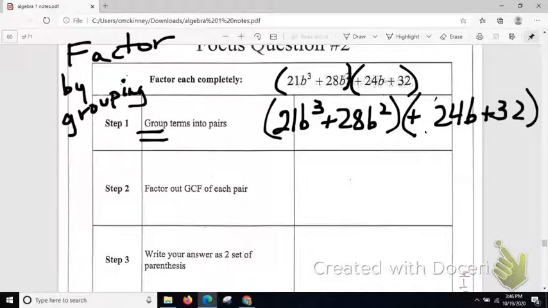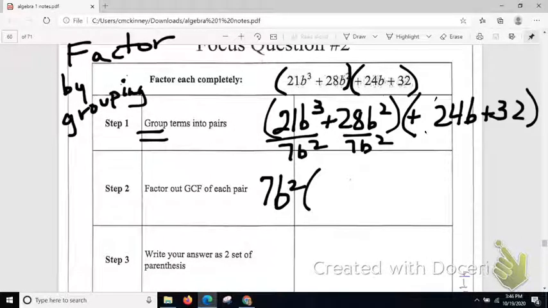There we go. All right, so now looking at the first 2, what do they have in common? 7, yeah, and B to the second. So just like what you just did, you're going to do GCF twice. Factor the GCF out of each pair. So just looking at the first 2, ignoring the second 2, these first 2 have 7b squared in common. So that's their GCF, and then inside parentheses, that would be 3, and then b. 28 divided by 7 would be 4.